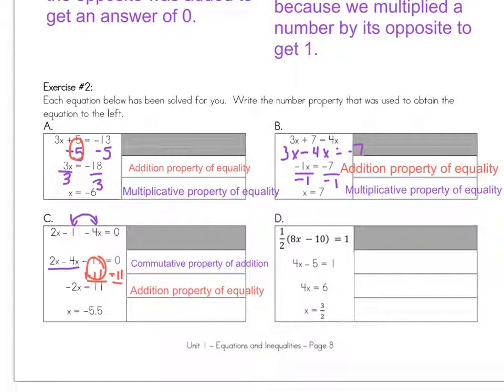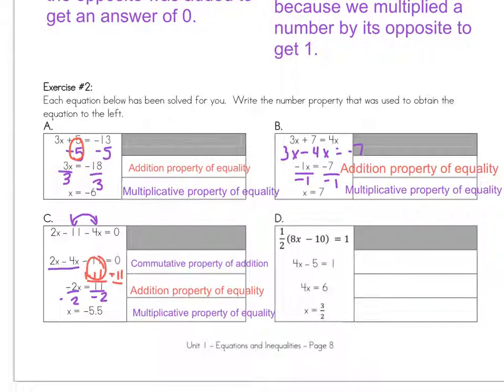Now our last and final step, we need to get x alone. So you probably just start saying, well, let's divide both sides by negative 2, and you are correct. So x is equal to negative 5.5. We used the multiplicative property of equality yet again.